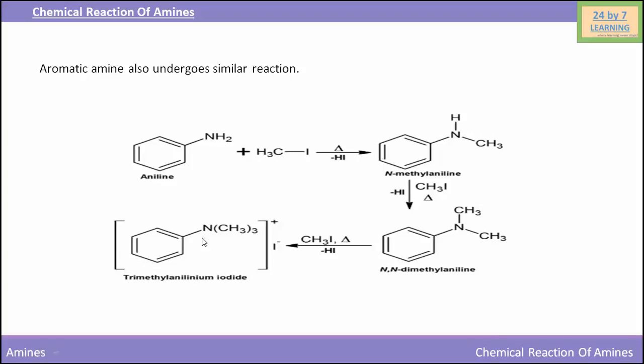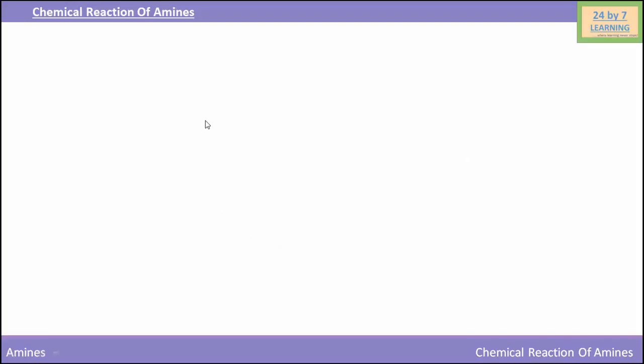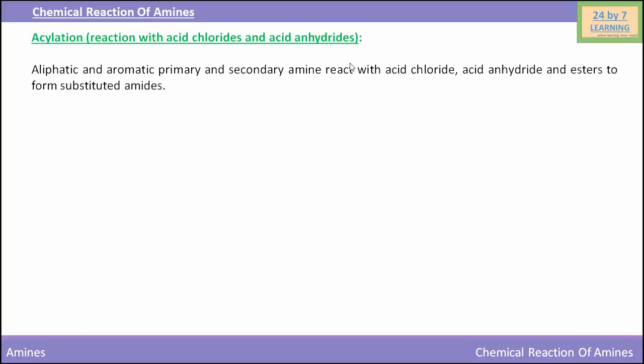So you can see how an aromatic primary amine on reaction with alkyl halide will first convert to secondary amine, then to tertiary amine, and then to the quaternary salt. Now we will see the acylation reaction, that is the reaction of amines with acid chlorides and acid anhydrides. Aliphatic and aromatic primary and secondary amines react with acid chlorides, acid anhydrides and esters to form substituted amides.